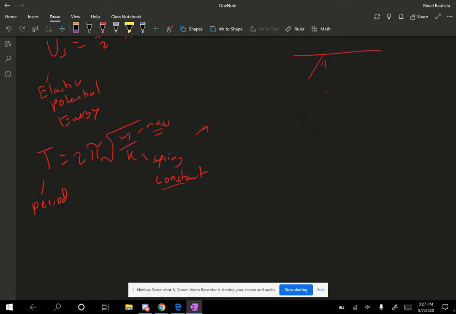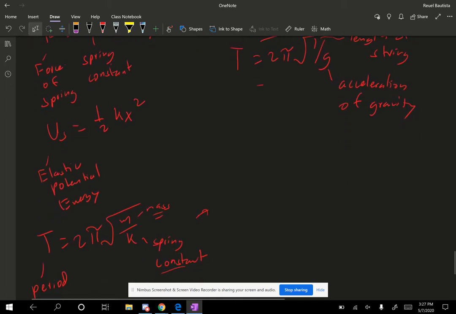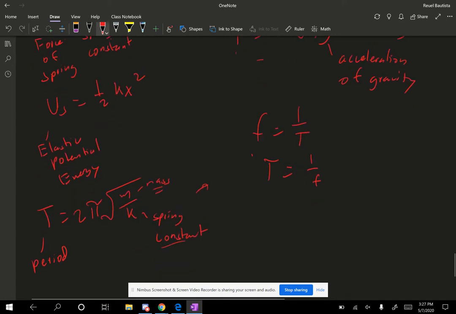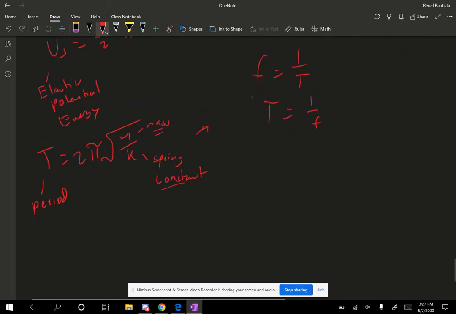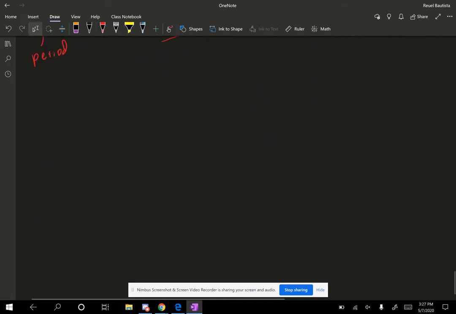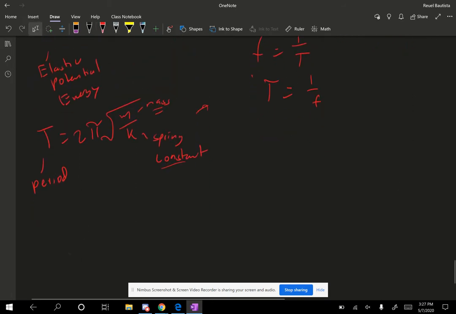Also another thing, sorry, I totally forgot. Remember, we also have something called frequency. Frequency is how often a cycle happens every second, right? How many cycles happen every second, and that's going to be 1/T. So period and frequency are inverses of each other.